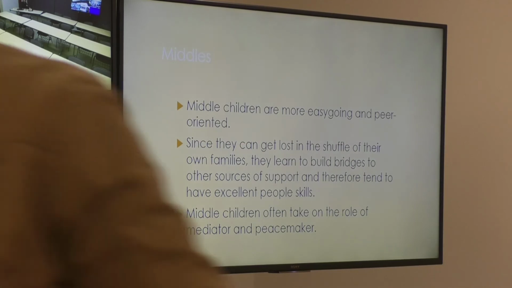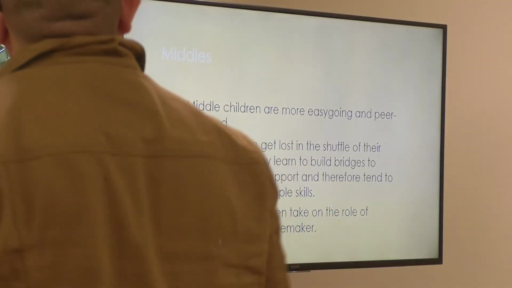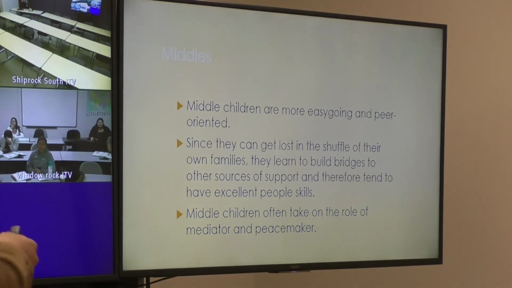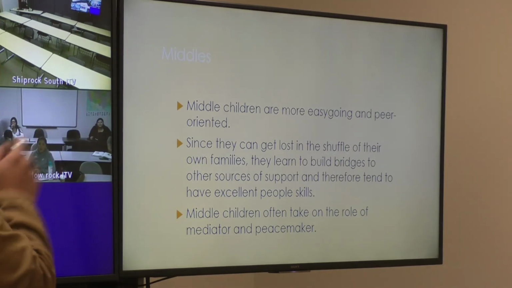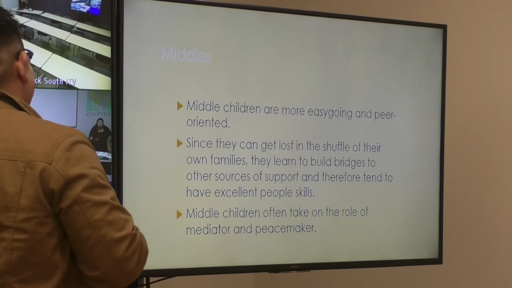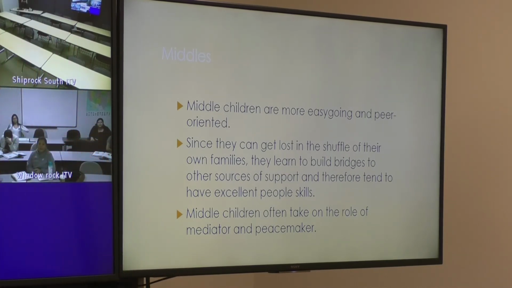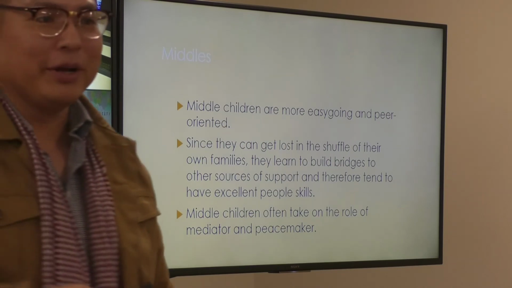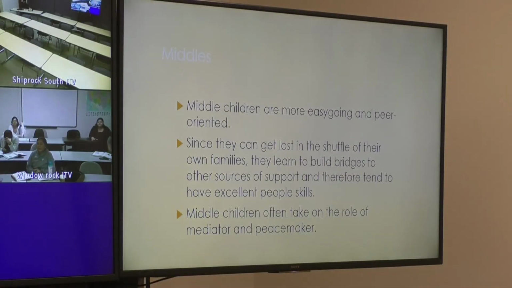Middle children. If you're in the middle, I'm sorry. Middle children are more easygoing and peer-oriented. Since they get lost in the shuffle, they learn to build bridges to other sources of support. Middle children often take on the role of mediator and peacemaker. How many have seen that in your own home? You're kind of just like, all right, calm down, guys, calm down. Mom, Dad's coming home. Calm down, guys. We're all going to get in trouble. Oh my gosh, calm down.